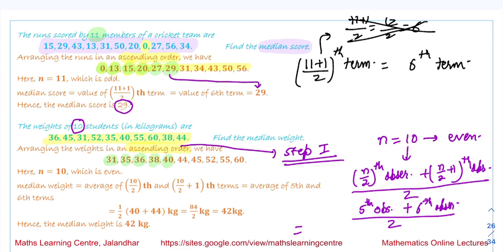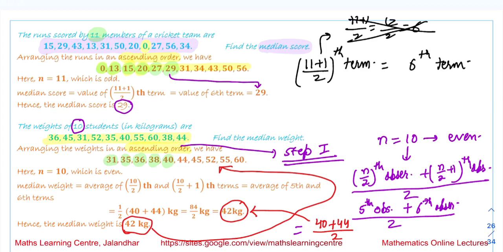So the 5th value we have is 40. The 6th value we have is 44, and divided by 2, the answer that we will get is 42 kg. Now it is important to note over here that the answer 42 kg that we are talking about is not present in this data. So it is not necessary that the median is an observation that is present in the data; it may be different from that particular data.